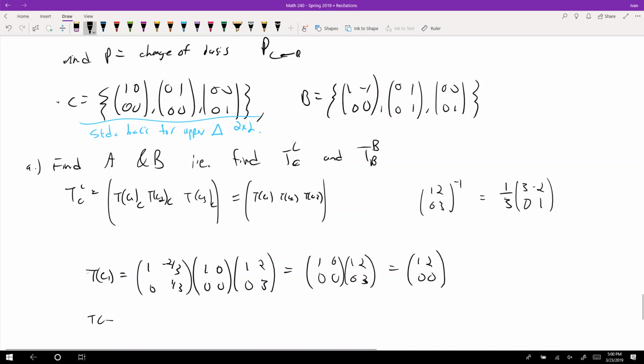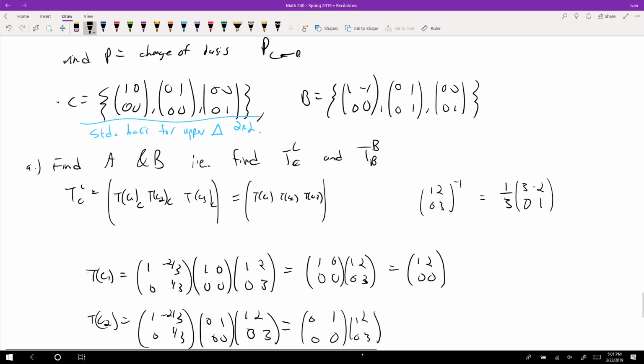Okay, what's T of C2? Same thing. Right, but now we plug in [0, 1; 0, 0]. And so what is this? [0, 1; 0, 0]. Okay, so it's the same thing? No. [0, 1; 0, 0] times [1, 2; 0, 3]. And that's equal to [0, 3; 0, 0].